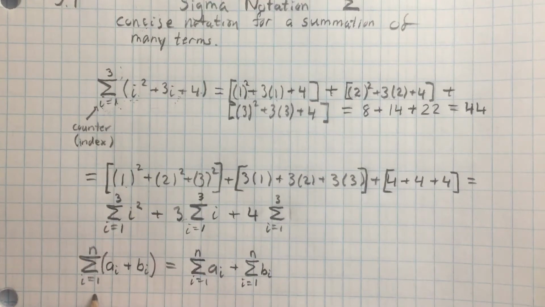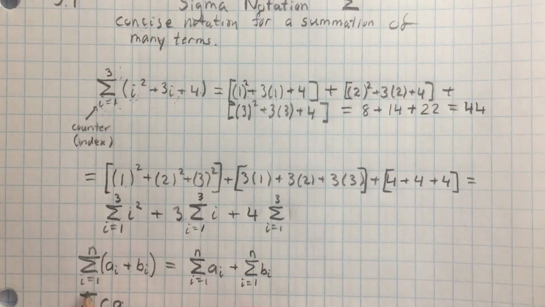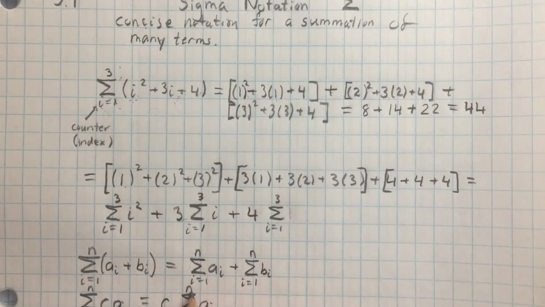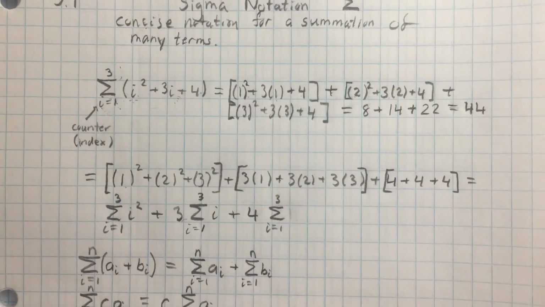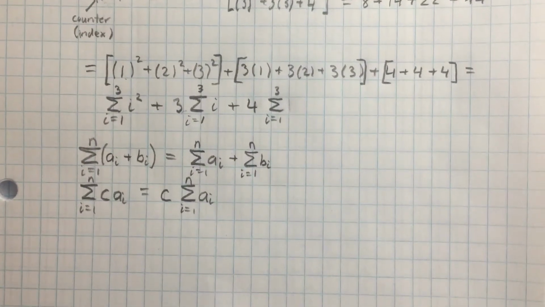So that leads us to believe that if we had a constant multiple times something which is dependent upon the counter, upon i, that this value c, which is not affected by i at all, should be able to move to the outside of the sigma notation and be applied after the fact. Again, like the derivative has this property, and the integral has this property.